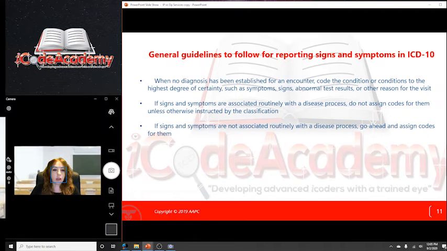But if the patient has that final diagnosis of pneumonia, but they're also having blood in their stools, those two don't correlate with each other. So you want to go ahead and pick up the blood in the stools diagnoses with the pneumonia, because the two of them are not interlinked or related in any way, shape, or form.